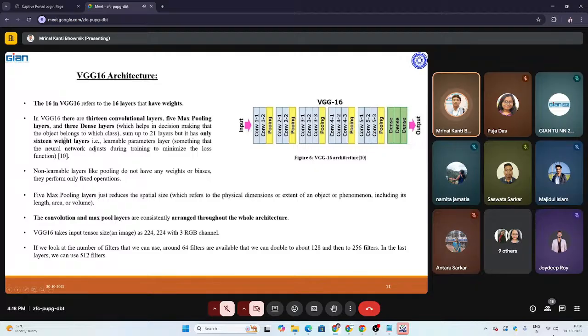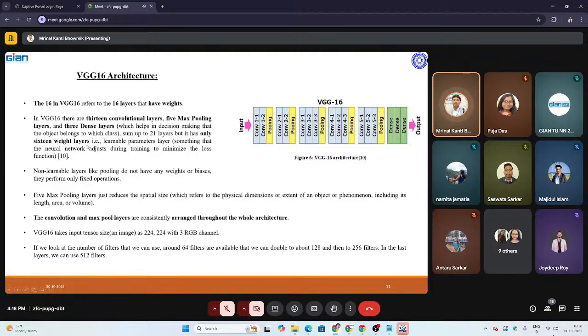Mainly, it helps in decision making about which class the object belongs to. While passing an image, which class a particular object in the image belongs to is mainly determined by the dense layer. I mean, if we add all the layers, then it sums up to 21 layers. But why is it called 16 then?